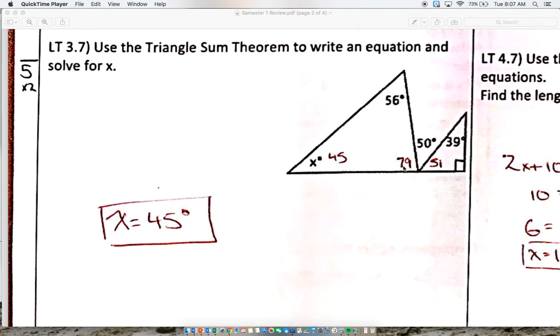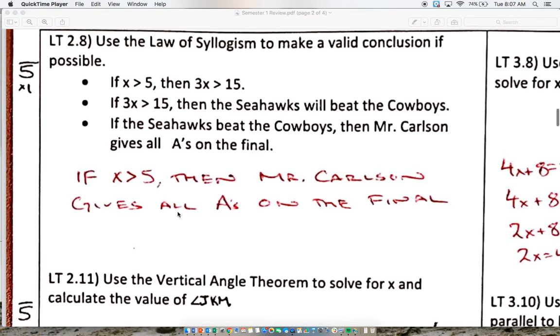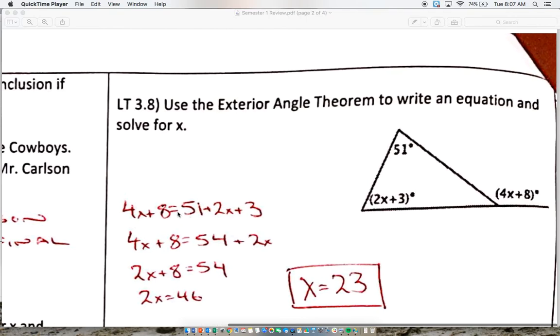That gives me 79 here. Now I've got the two values. I can use the triangle sum theorem again. 180 minus 79 minus 56 would give me 45. Okay, on to this section.